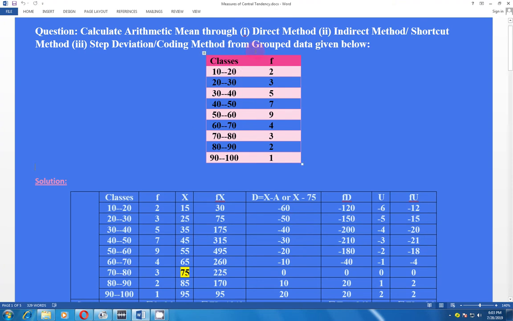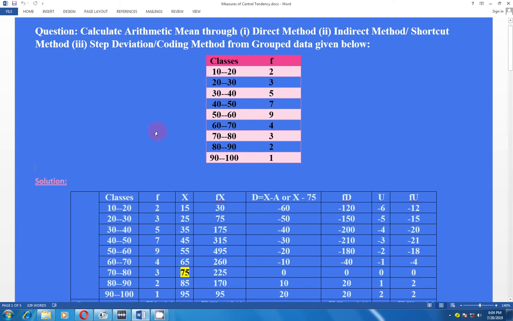Here is the question related to group data, in which we learn to calculate arithmetic mean through three different methods: direct method, indirect or shortcut method, and step deviation or coding method. Group data is given in the form of classes 10 to 20, 20 to 30, 30 to 40, 40 to 50 and so on, and in front of each class there is a frequency associated with the class.